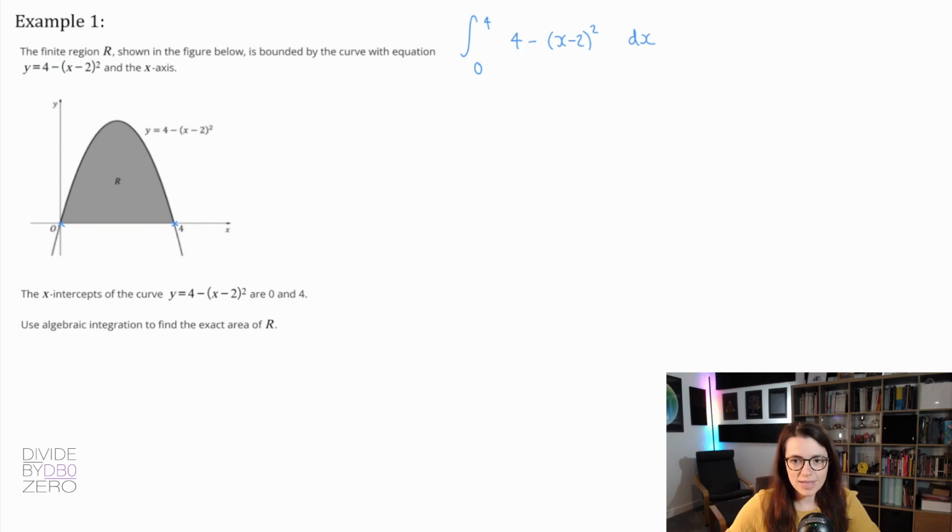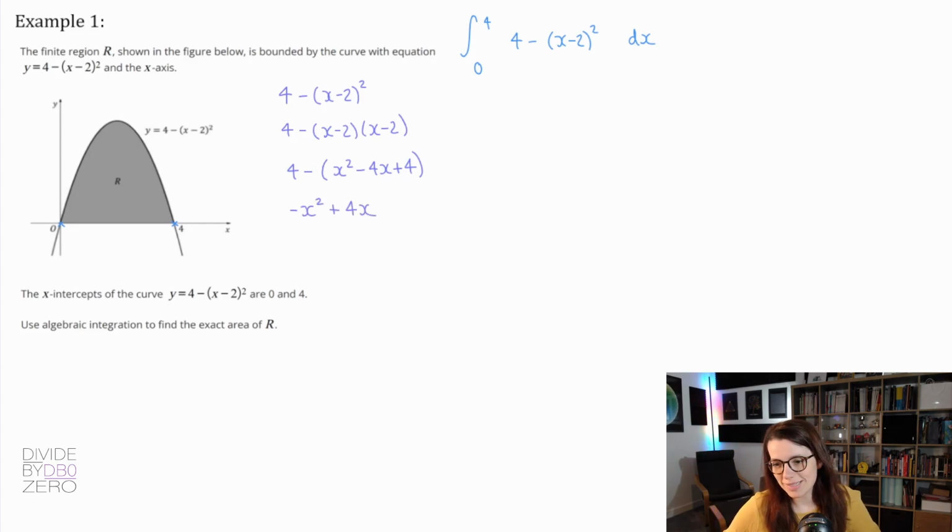Before we actually do the integration, let's simplify the expression inside there. So on the side, we could expand this out. When we do that, we get this. The 4 minus 4 will cancel, so all we're going to be left with is minus x squared plus 4x. We can then take that and replace what's inside the integral symbol. So we're actually going to integrate between 0 and 4 of minus x squared plus 4x dx.